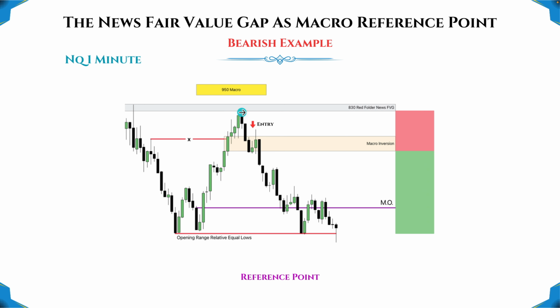After this gets referred to, after the manipulation above macro opening price has taken place, we're looking for our macro power of 3 entries. We see price expand lower, close below this BISI, and note how this is occurring during the macro. What does that make it? A bearish macro inversion. Our stop loss goes above the swing high, and we expand to our opening range relative equal lows.